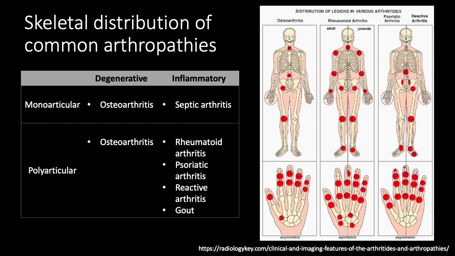So to summarize, in this lecture we discussed the key radiographic features of degenerative versus inflammatory arthropathies. We differentiated between the skeletal distribution of common arthropathies and emphasized the importance of correlating clinical and radiographic findings to diagnose different arthropathies.